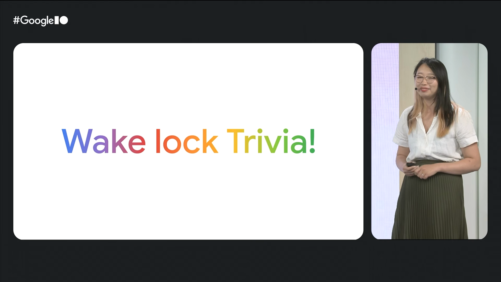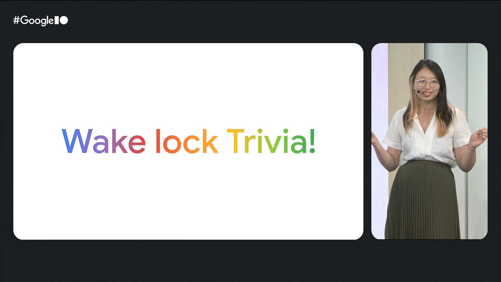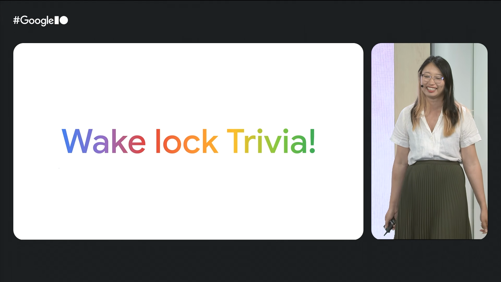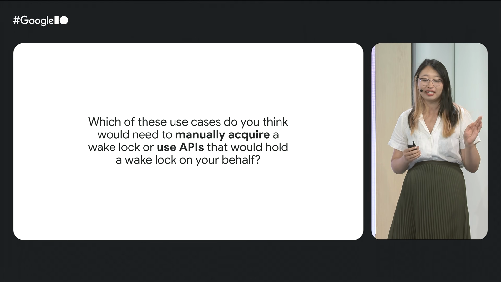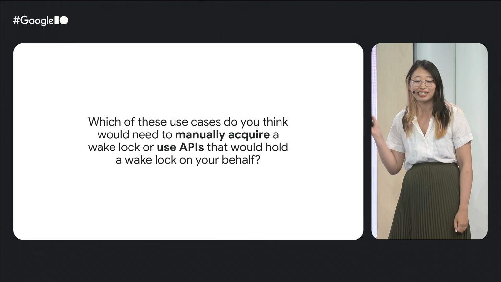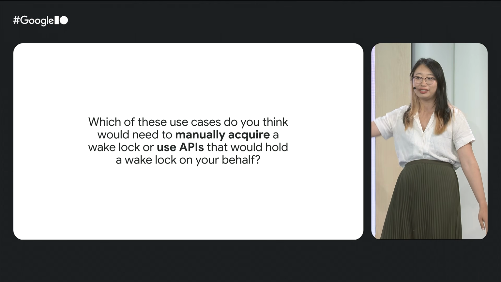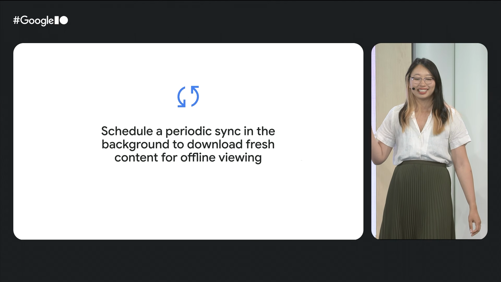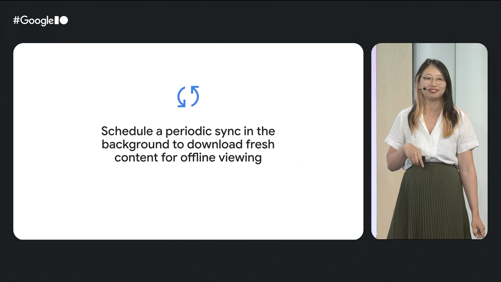So what better time than now for an interactive session? It is time for wake lock trivia. Woohoo! I'm going to ask you to shout your answers as fast as possible, and we're going to do a speed round. So the question is, which of these use cases do you think would manually acquire a wake lock or use APIs that would hold a wake lock on your behalf? You can either shout manually or use APIs. Let's go. Schedule a periodic sync in the background to download fresh content for offline viewing. What do you think? Shout it out.